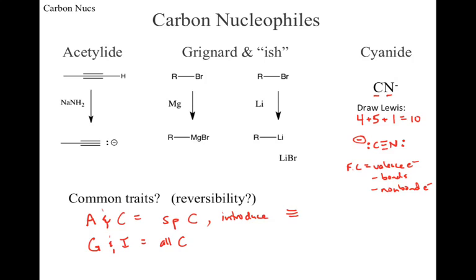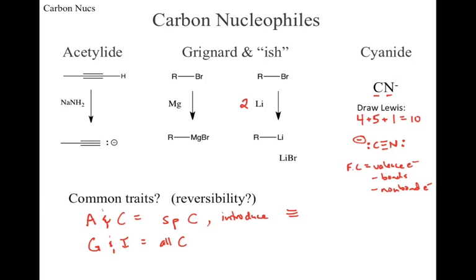Magnesium is a metal which inserts itself between the carbon and the bromine. Lithium is a metal which can insert itself between the carbon and the bromine. So we get the same result. The only thing that's slightly different about the ish reaction is that we actually need 2 equivalents of the lithium.